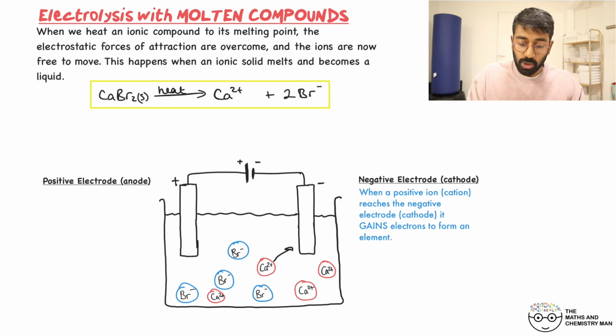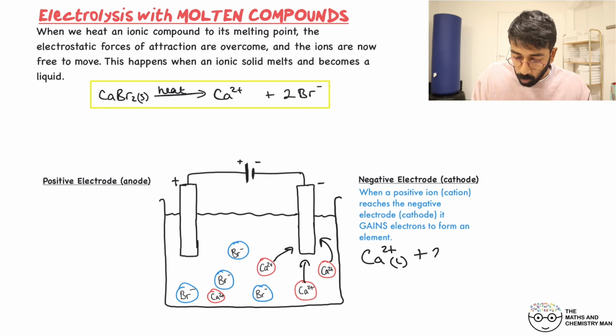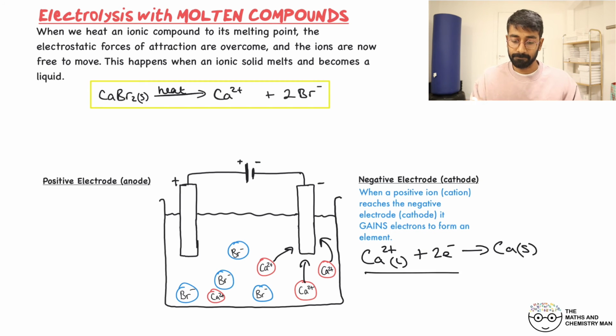Now, the Ca2+, where are they going to be attracted to? Well, they're cations, they're going to the cathode, the negative electrode. And what's going to happen? Well, they're like zinc. They had a 2+ charge, didn't they? So what are we going to need to do? We're going to need to add 2 electrons to it in order to just form calcium. So that would be our equation there. And because it's gaining, remember that's reduction.